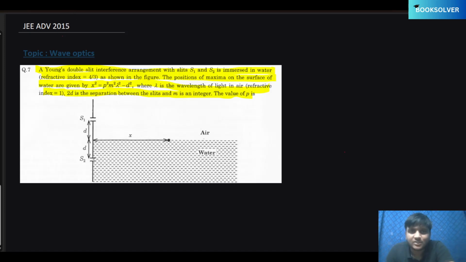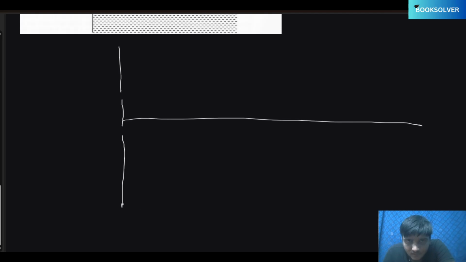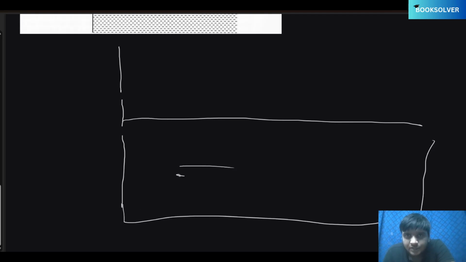So let's first draw an image ourselves, so that everything will be clear here. Let's suppose this is our line. These are two slits here, and I think you have solved this kind of question using a slab introduced in front of the slits. This is a very similar question, but the only thing is that they have put complete water here, up to here. So this is water of refractive index 4 by 3.